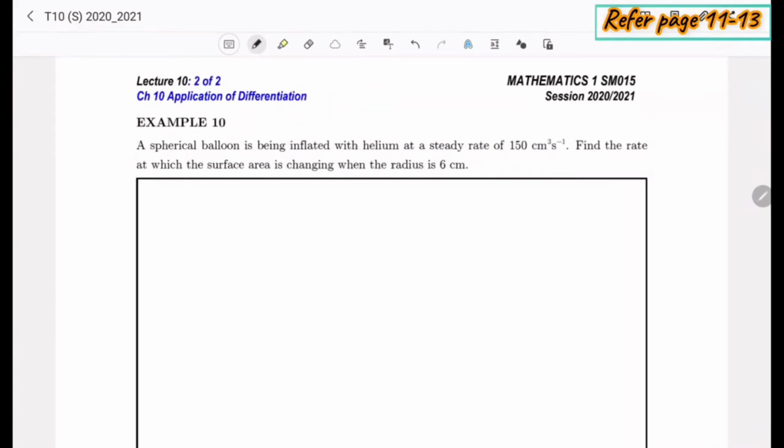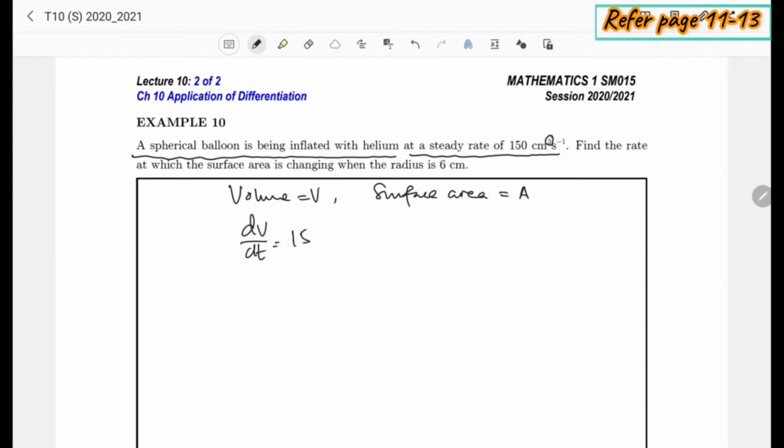So example 10, a spherical balloon is being inflated with helium at a steady rate of 150 cm cubed per second. So if you look at the unit, that is cm cubed, so that will be the volume. So volume V, surface area A. So you are given dV/dt as 150 cm cubed per second. So find the rate at which the surface area is changing. So we need to get dA/dt when radius equals 6.